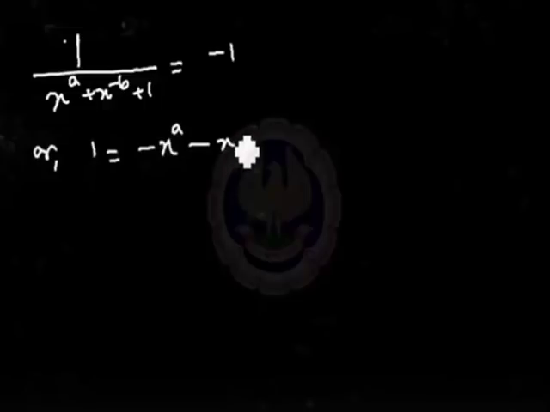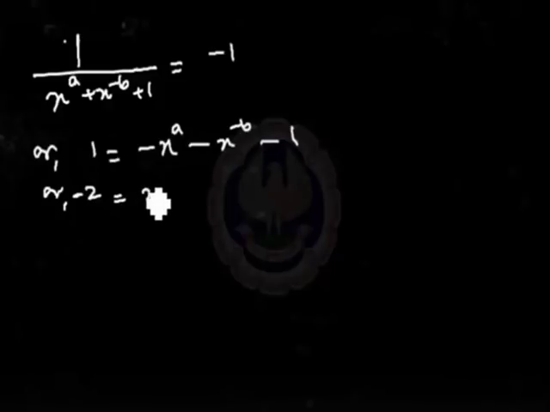The third part is that 1 by x to the power a plus x to the power minus b plus 1. Again this would be equal to what? Minus 1. If you remember, that is what we had taken. If the first two parts are 1 and 1, so for the entire equation to reduce to 1, the third part has to be minus 1. So this can be written as 1 is equal to minus x to the power a minus x to the power minus b minus 1.